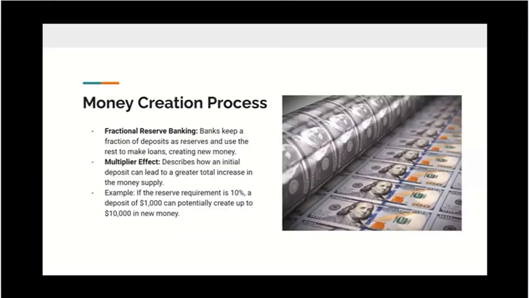So now let's talk about how new money is created through fractional reserve banking. So banks are required to keep only a fraction of their deposits as reserves. This system allows banks to lend out the majority of deposited money, which in turn creates new money. So for example, with a 10% reserve requirement, a $1,000 deposit can potentially result in up to $10,000 of new money created through loans.